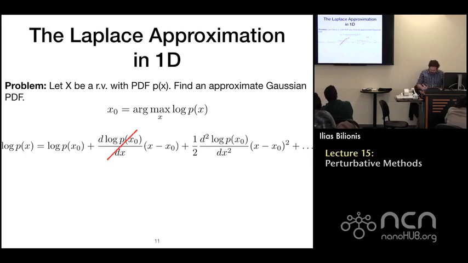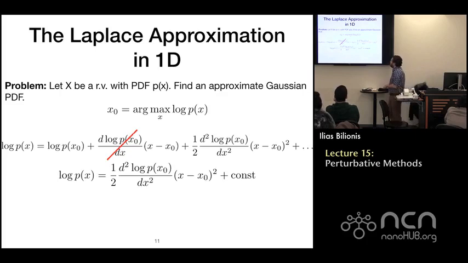Good, okay. And of course, as you can guess, we're not going to truncate here, because this is 0, so it doesn't really give us anything. We're going to truncate here, and we're going to have basically a second order Taylor series expansion for log of P of x. Okay, so this is what we get. Log of P of x is 1/2 second derivative of log of P, evaluated at x naught times x minus x naught squared plus some constant that is of third order.